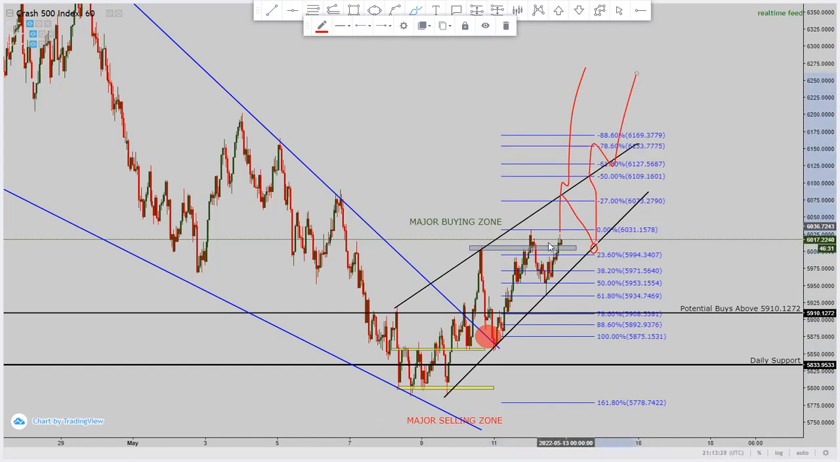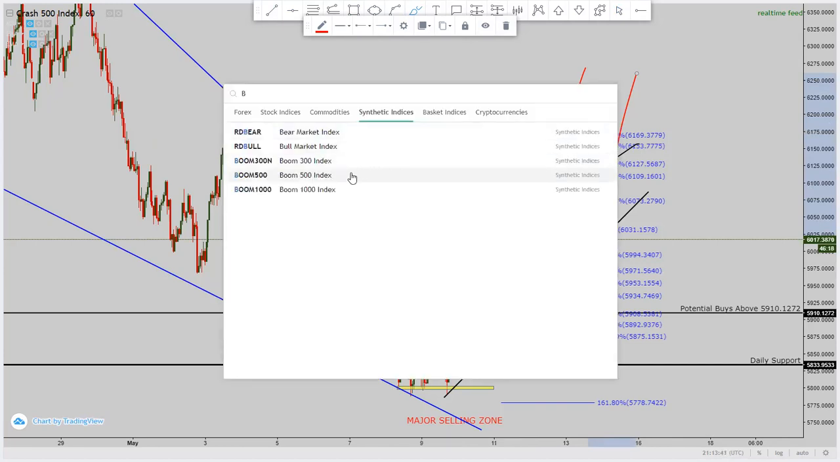So basically there are two scenarios whereby you can wait for this break to enter more buys, or wait for price to come back down there, then enter buys from there as well. Then you continue riding it like that. So basically this is what we are seeing in Crash 500. So let's move on to Boom 1000.